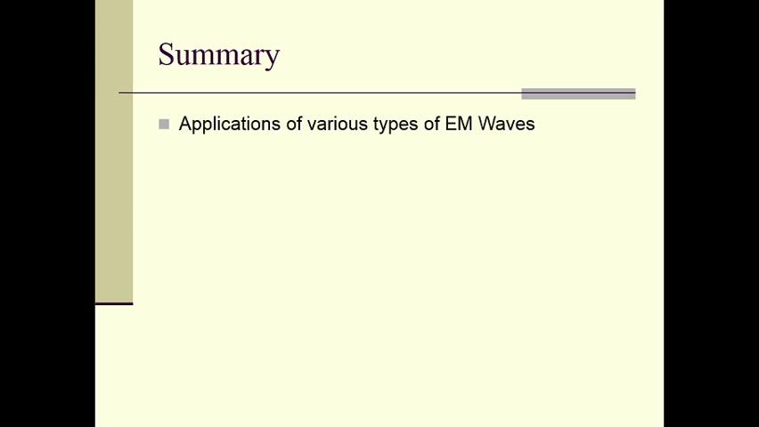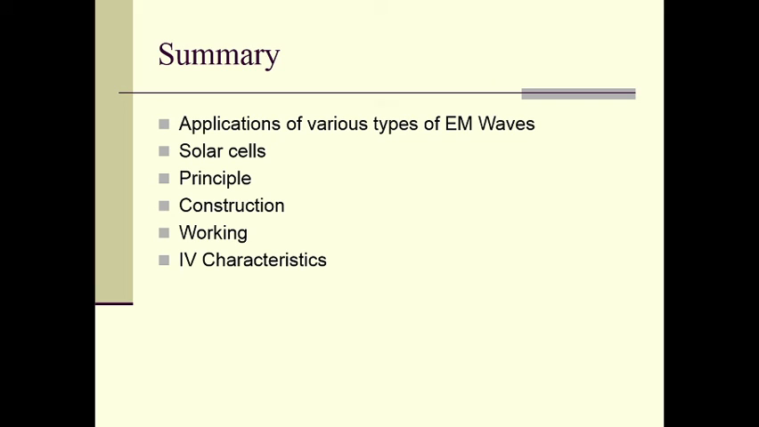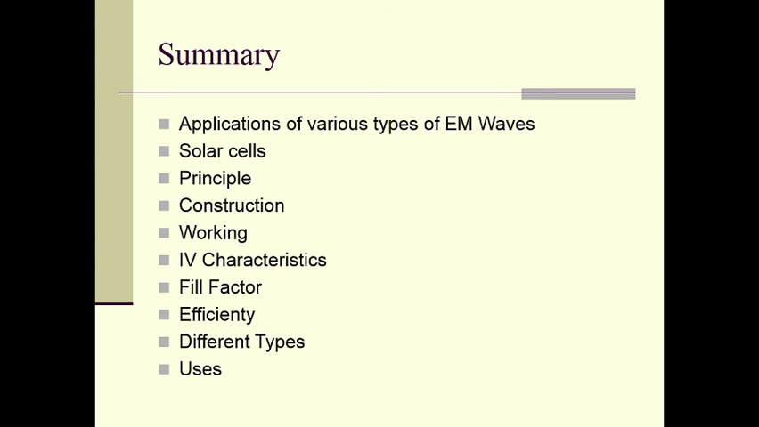So in summary, we have studied the solar cell, their principle, construction and working. We have also studied the IV characteristics of solar cells, fill factor and efficiency. We have also studied different types of solar cells and their uses. Right, in this way our fifth chapter is finished. So thank you.